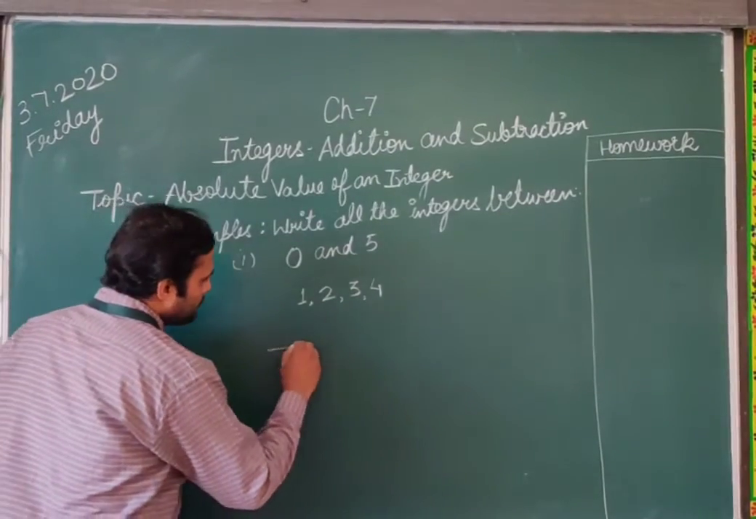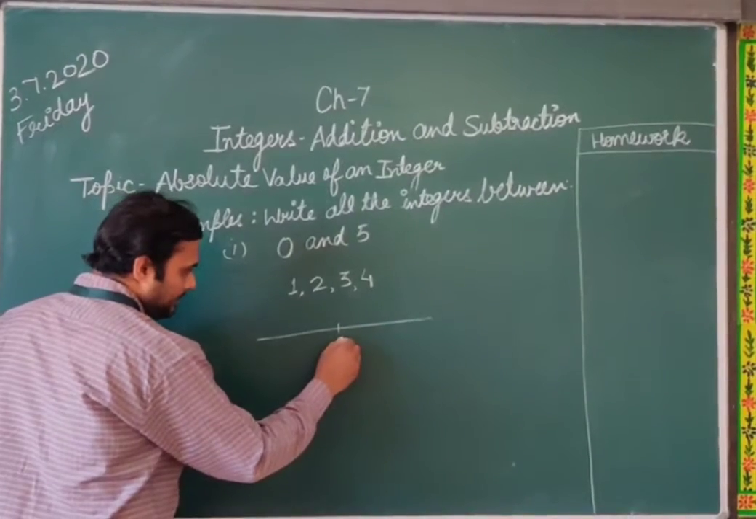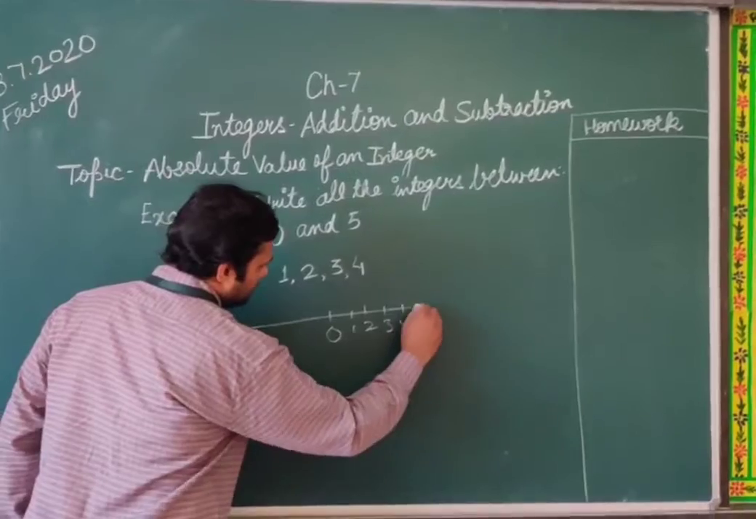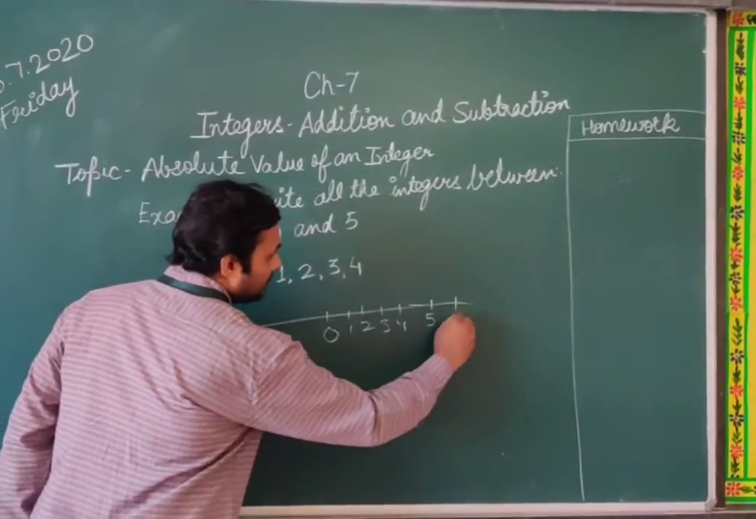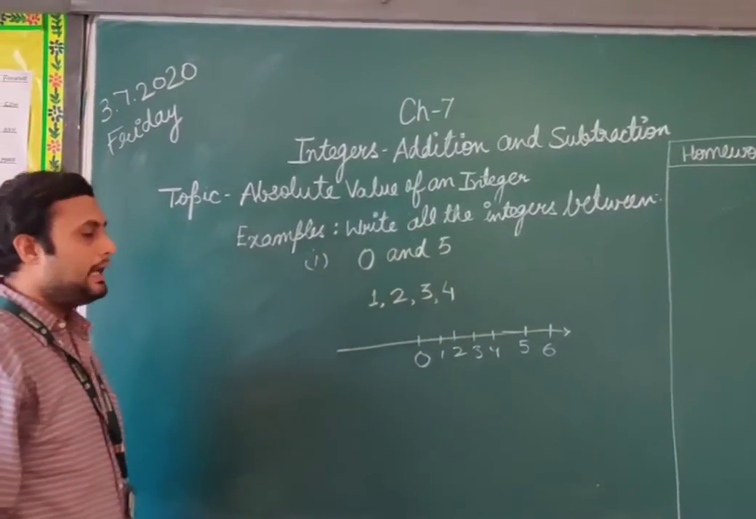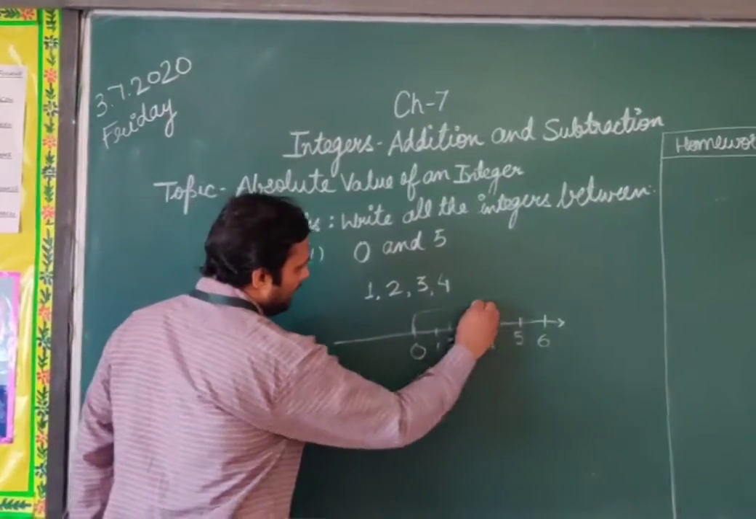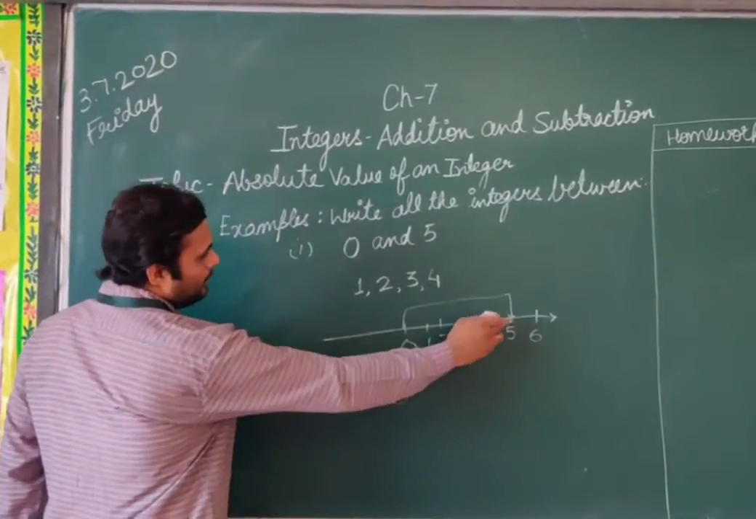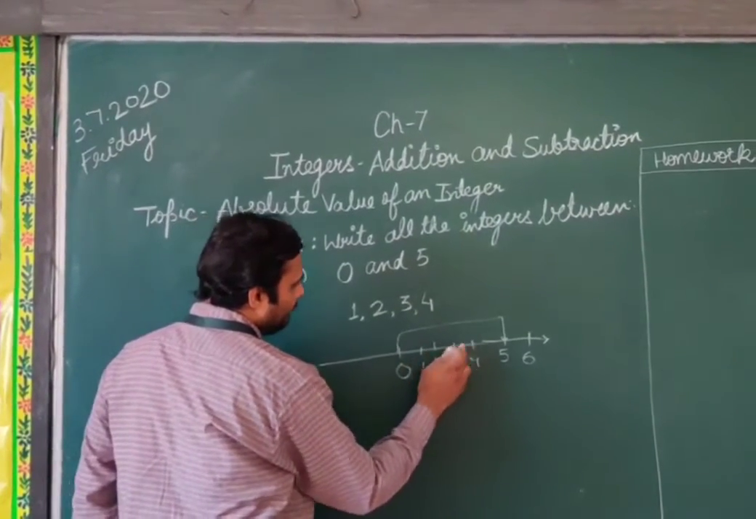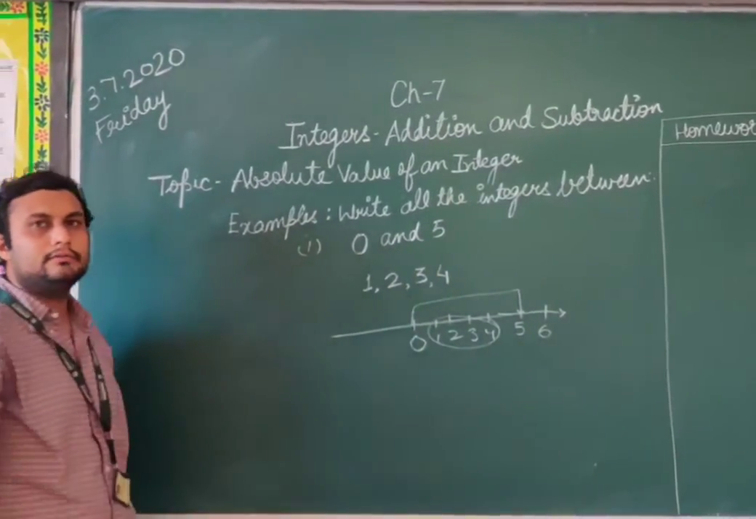Second way, what you have to do? You have to just make a line, likewise you are mentioning the numbers. In this way, you can easily see 0 and 5. Between 0 and 5, how many numbers do you have? 1, 2, 3 and 4. So these 4 numbers lie between 0 and 5.